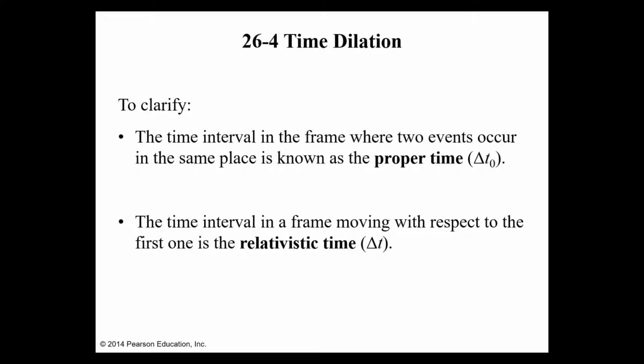So just to clarify here, the time interval in the frame where the two events occur, so within the inertial reference frame inside the clock, is known as the proper time. But the time observed in a different reference frame that is moving with respect to the first one is known as the relativistic time. So this introduces a really interesting paradox.